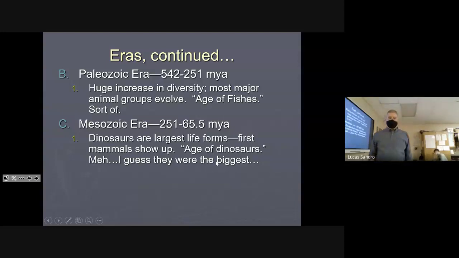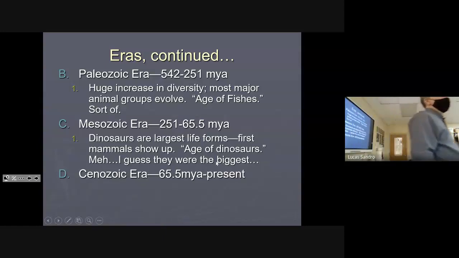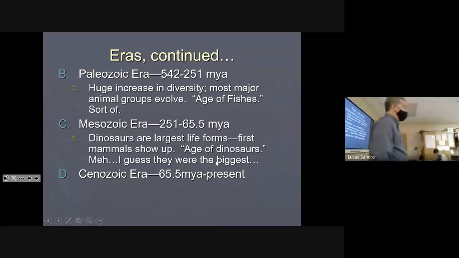And then finally we have the era that we're in now, which is called the Cenozoic era, which goes from 65.5 million years ago. The dinosaurs end, and it's still going. Because we like stuff that's like us, we sometimes call the Cenozoic the age of mammals. Also, not a very good name for it.